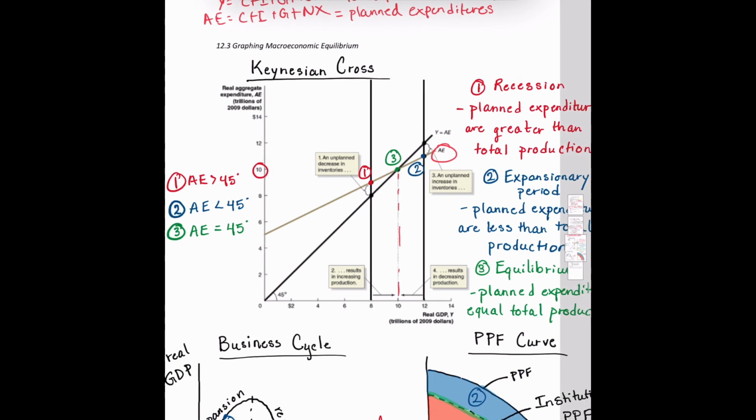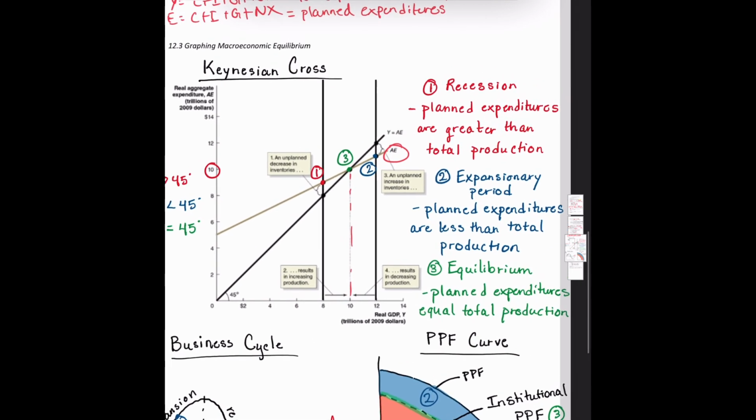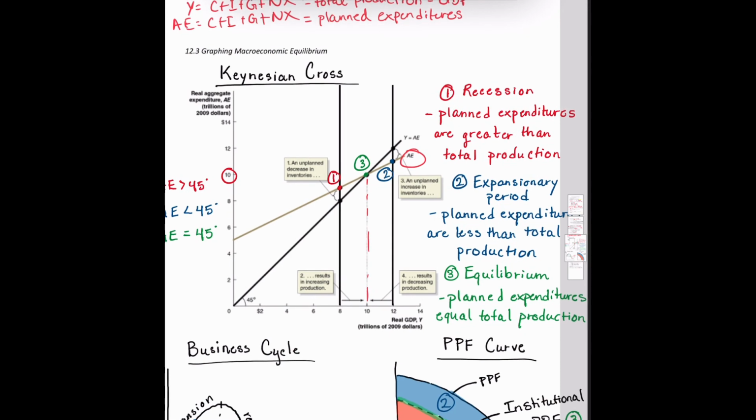Okay, so what if we are at point 2, illustrated in blue here? Aggregate expenditure is now less than our 45-degree line, it's less than total production. You're in an expansionary period because our planned expenditures are less than total production. We're not making enough to meet what the planned expenditure is. So since we're not making enough, inventory is flying off the shelves, we need to produce more. We're in an expansionary period to meet the demand.